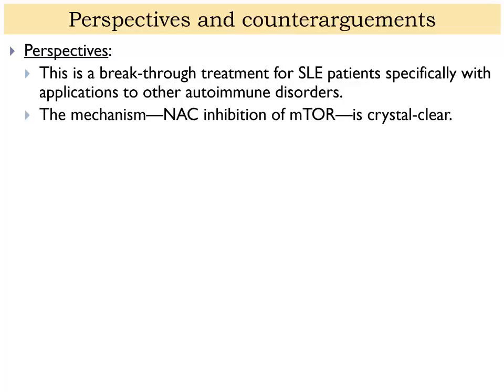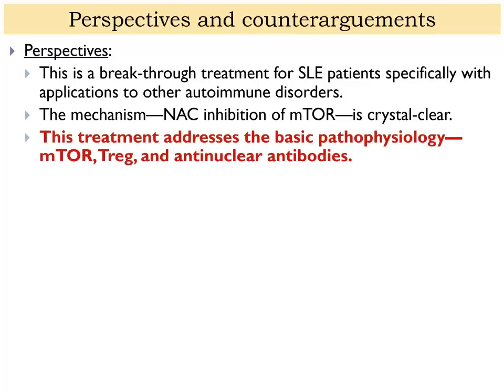The mechanism NAC inhibition of mTOR is crystal clear and was well proven in the previous study that we just looked at. This treatment addresses the basic pathophysiology of lupus, which has to do with mTOR hyperactivation, a deficiency of T regulatory cells, and the antinuclear antibodies themselves. Antinuclear antibodies in lupus are not simply the laboratory marker, they are pathogenic in and of themselves.